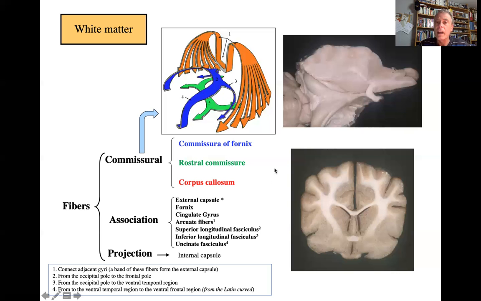Association fibers are fibers that communicate different areas, but inside of one cerebral hemisphere. They do not cross, or they do not project to different areas apart from the cerebrum, right? The projection fibers are fibers that project outside the cerebrum, or they get to the cerebrum. And here we have the internal capsule.